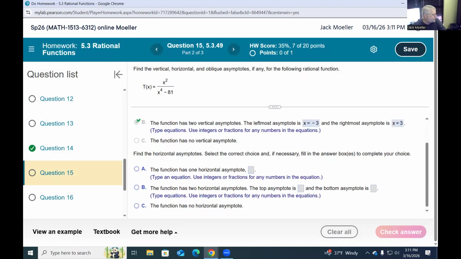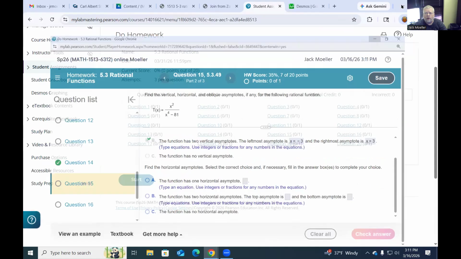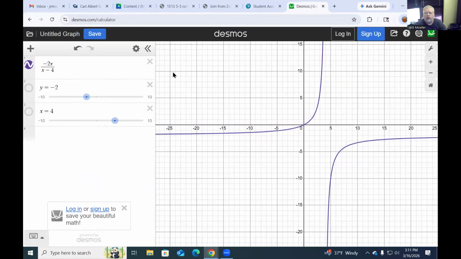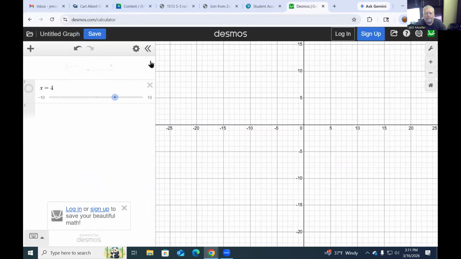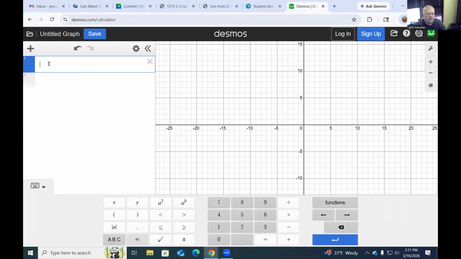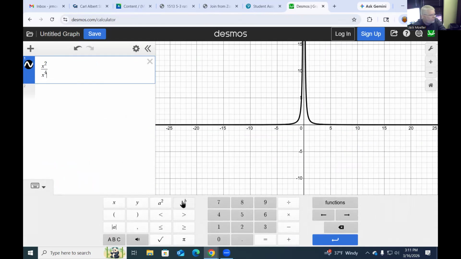All right, let's say the algebra on this one really messed you up and you didn't know how to get started. How do you get the vertical asymptote? All right, this is why I've been pushing the graph. So what do we have? We have x squared on top. And on the bottom, we have x to the 4th minus 81.